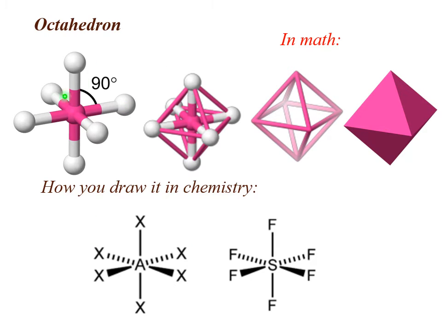Octahedral can be described like this. All angles are 90 degrees. In mathematics, they draw it in this fashion. That's an example of an octahedral molecule. Two fluorines directed towards the back, two fluorines in front, and sulfur is in the center, SF6 molecule.